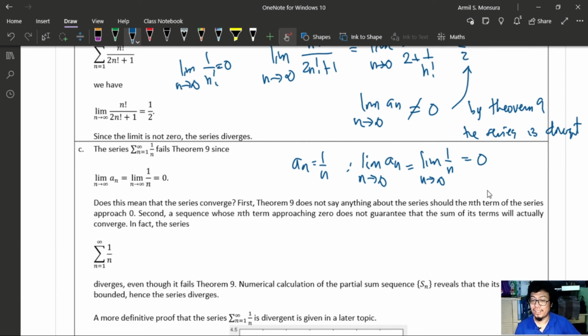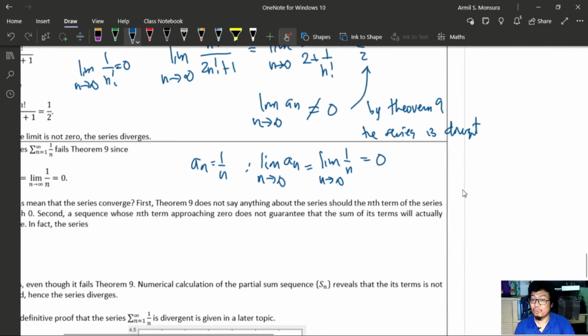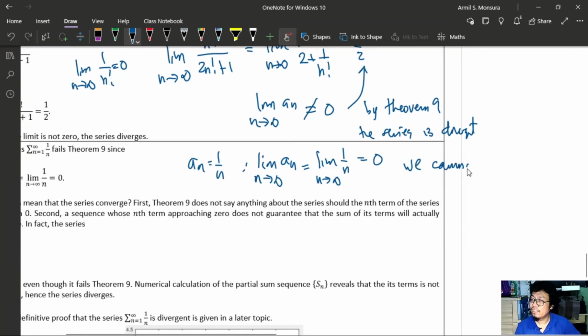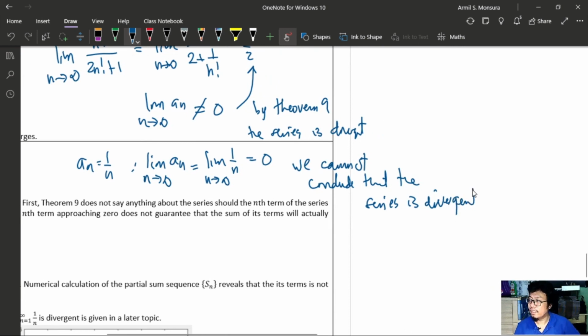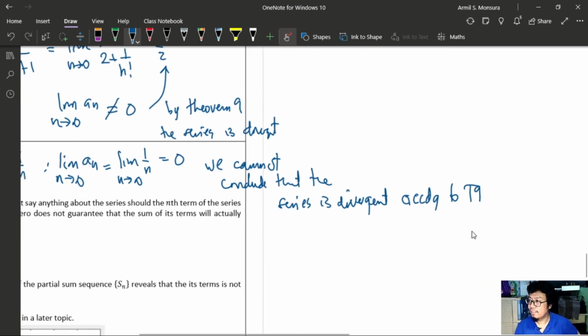So according to theorem 9, we have no conclusion. We cannot conclude that the series is divergent. But can we actually use theorem 8 to conclude that the series is convergent? The question is, can we use theorem 8 to conclude that the series is actually convergent? No, the answer is no.